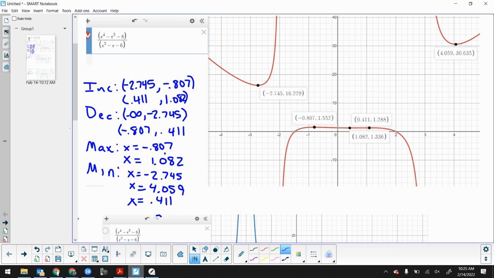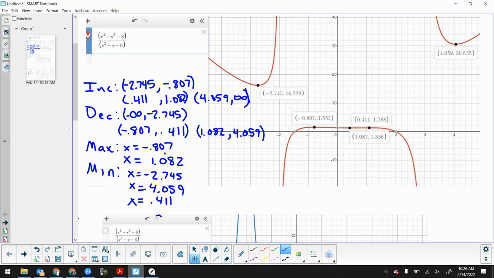Okay. So we're here now, right? And then it starts to decrease. And then it decreases and then jumps and still decreases until this, right? So in decreasing, I have to add on another one from 1.082 until 4.059. And then at 4.059, it starts to increase and never stops.